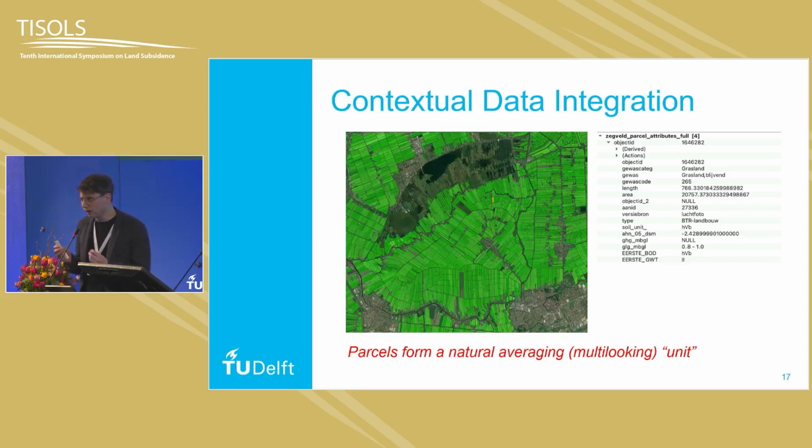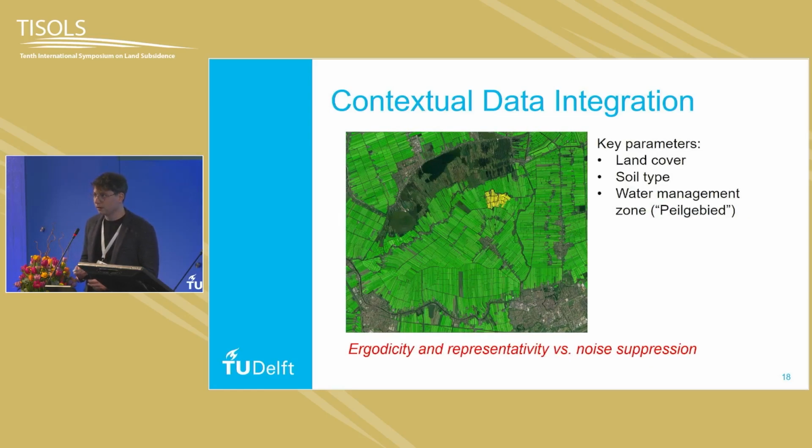a map of all the parcels in a certain region here. And what we can do is attribute data to these parcels. For instance, their soil type, their land cover, what kind of agriculture is being done there, and their groundwater management. In Dutch, that's called the peilgebied. Basically, this is a zone in which the groundwater is held within that zone at a constant level.